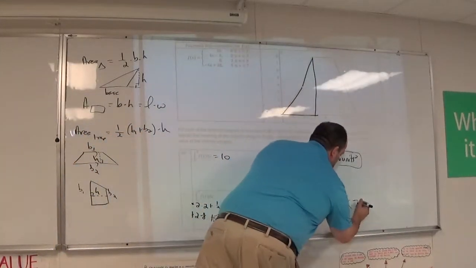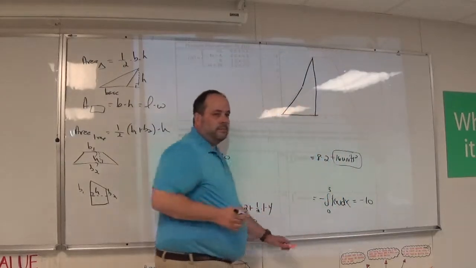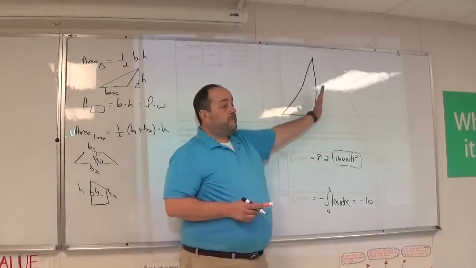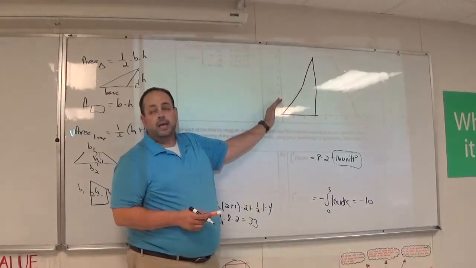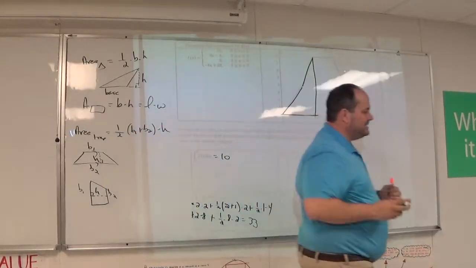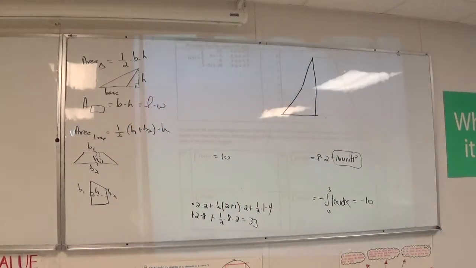So what's the area going to be? Negative 10. You're going to get negative area if you go from right to left, and also if you have area that's below the x-axis. Okay, with that said, see what you can do with the challenge problem while I get Ashley set up here.